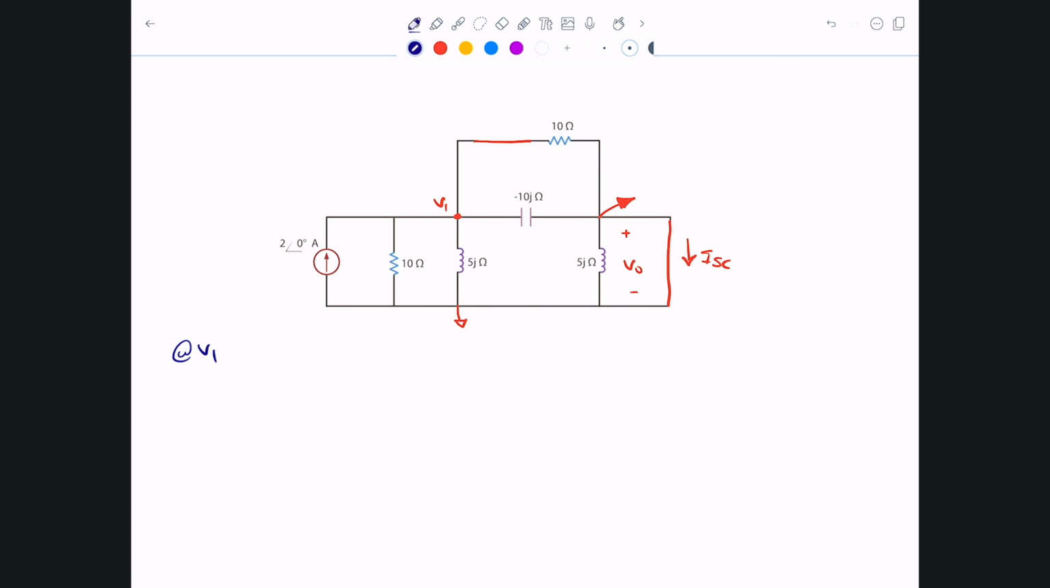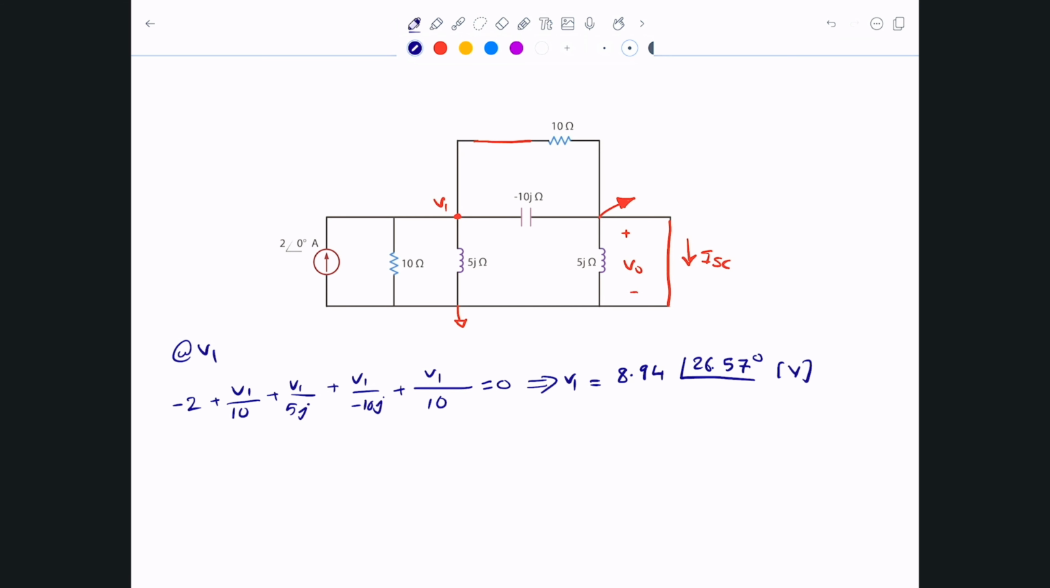So nodal at V1. So what we'll get is -2 plus V1 divided by 10 plus V1 divided by 5J plus V1 divided by -10J. This is actually this current in here, and this is 0, V1 minus 0, okay? Plus, I believe it will be V1 divided by 10 ohm equals 0. And that tells me that V1 is 8.94, and the angle is 26.57 degrees, and that's actually in volts. All right, so we found out what V1 is.